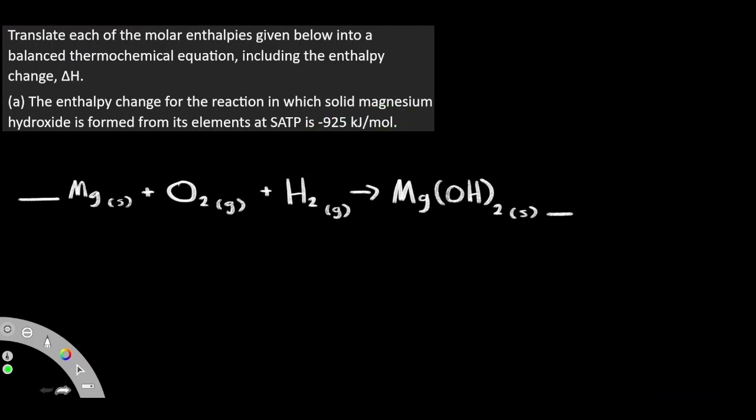The number is negative 925 kilojoules per mole. Do we put it on this side or do we put it on this side? It's a negative value, so it's exothermic, so we have to put it on this side, 925 kilojoules.